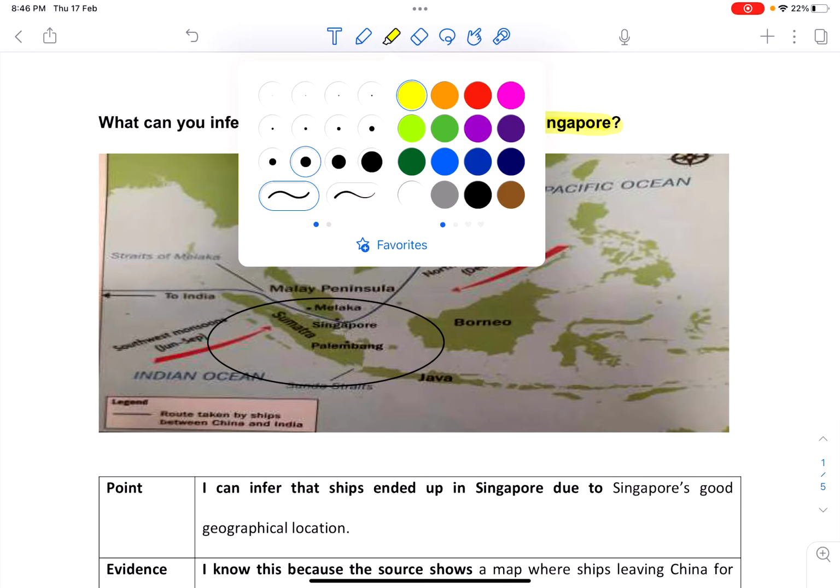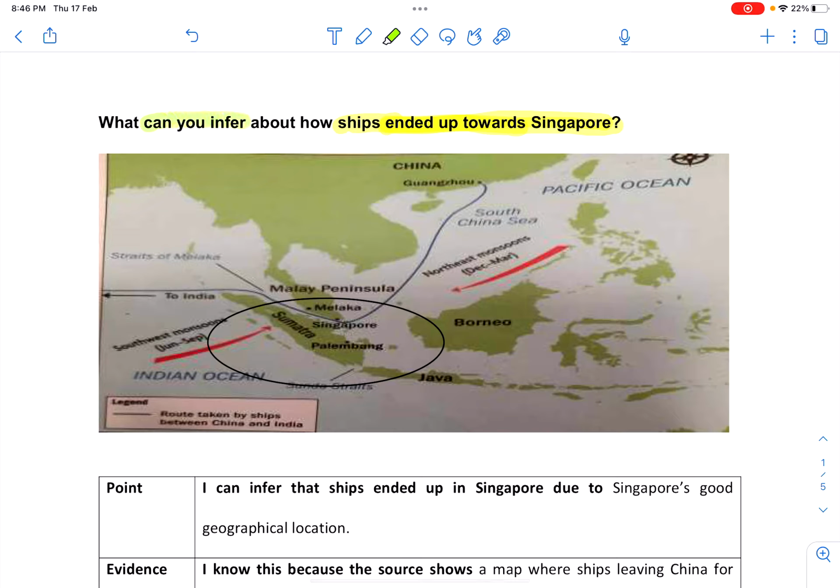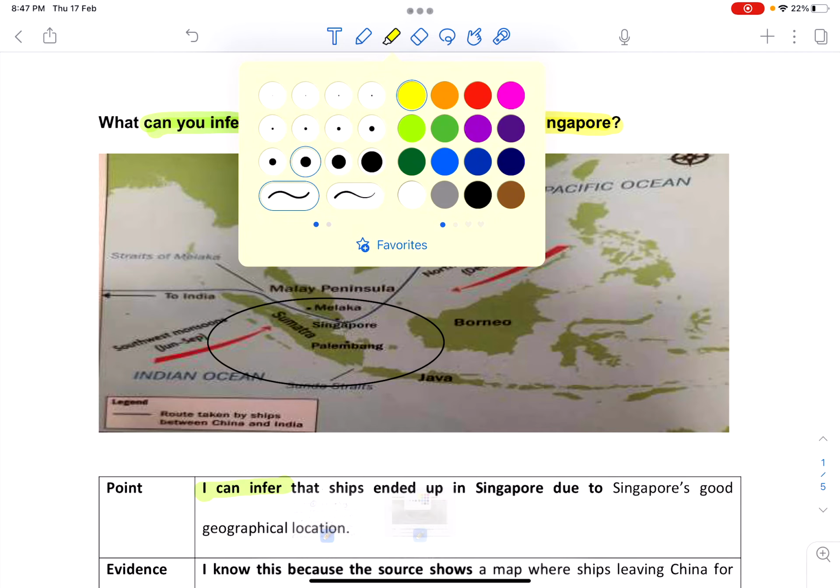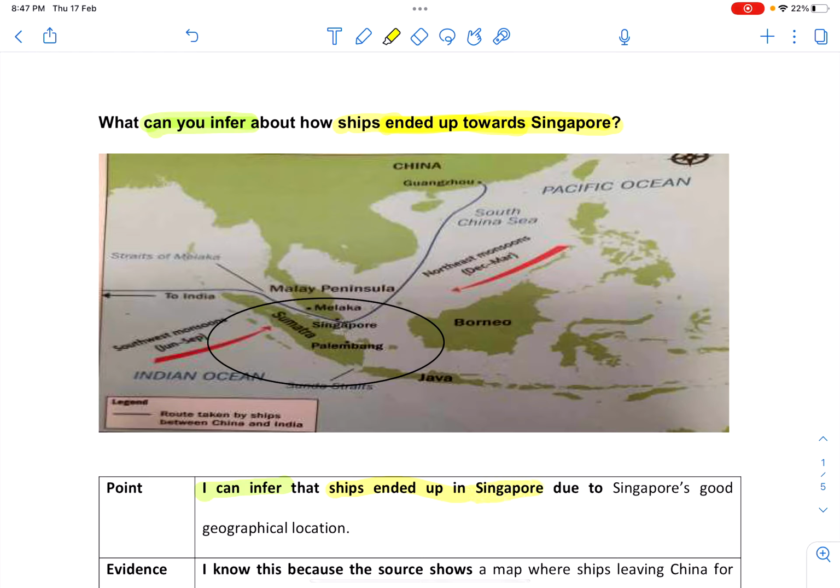And the question word they use is what can you infer? So when you answer your question, make sure you state that I can infer, and then you follow this topic. I can infer ships ended up in Singapore. Alright, then due to, then you give me the reason after that. How do you get this reason? You have to look at the source in order to find this out.